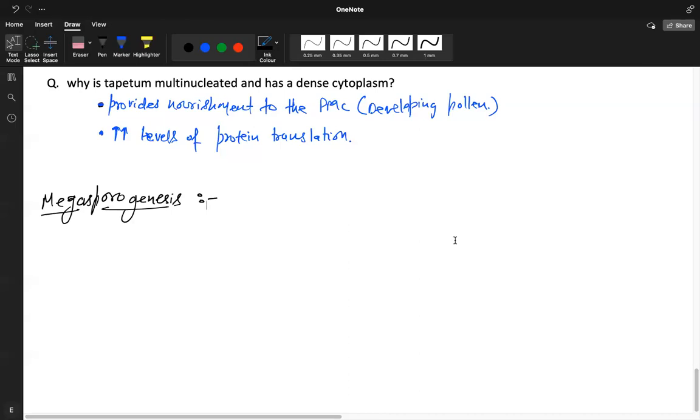So just one ovum was formed and released, right? Something similar happens in Megasporogenesis as well. So if you define it, first write down: it is the process of formation of megaspores from the megaspore mother cell, MMC.